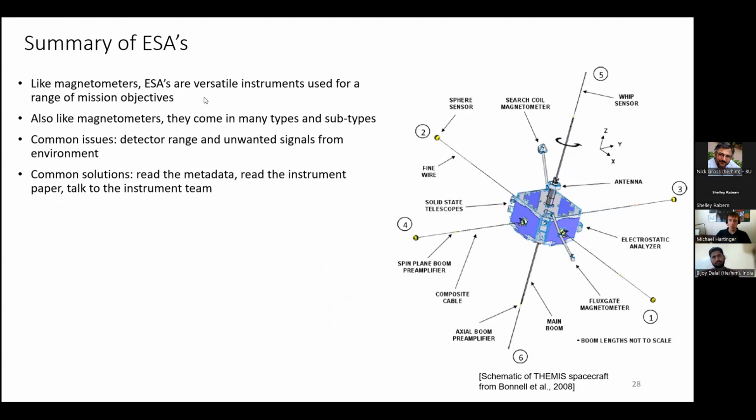And so to summarize, ESAs are really versatile. You can use them for a wide range of mission objectives that come in many types and subtypes. They're affected by just the detector range that you're designing for, the population that you're designing for. You might not be able to detect things outside of that range, and also unwanted signals from the environment. And the solutions are still the same. Read the metadata, read the instrument paper or the website, and if you're ever unsure, talk to the instrument team.